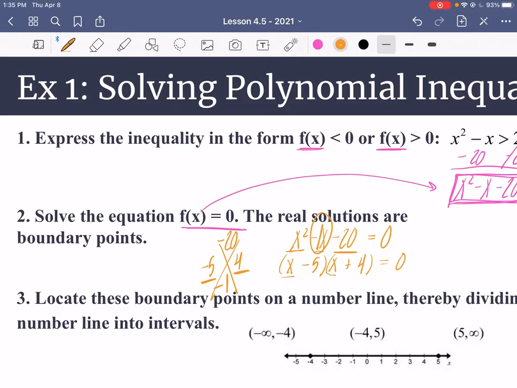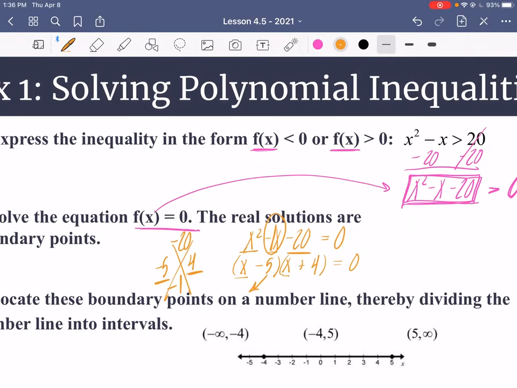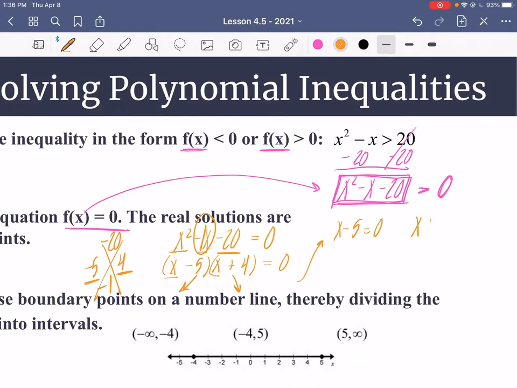Okay, so this is in factored form. Then we use the zero product property. We split the factors up. I'm going to do that over here. Set x minus 5 equal to 0. Set x plus 4 equal to 0. And then we solve both for x.